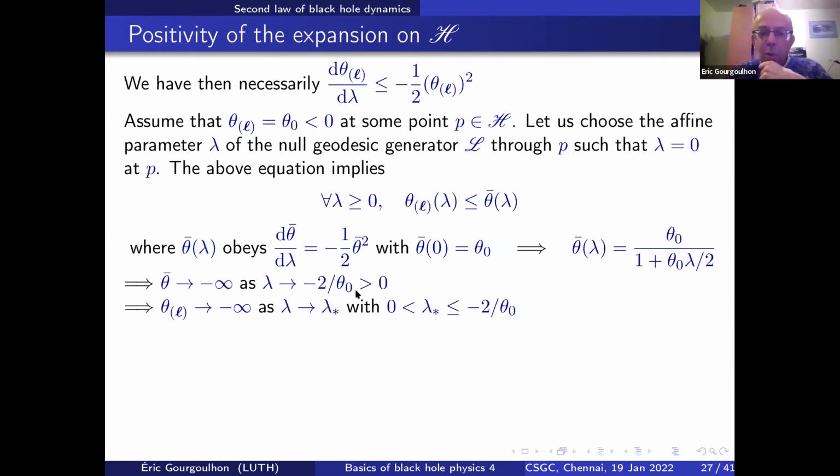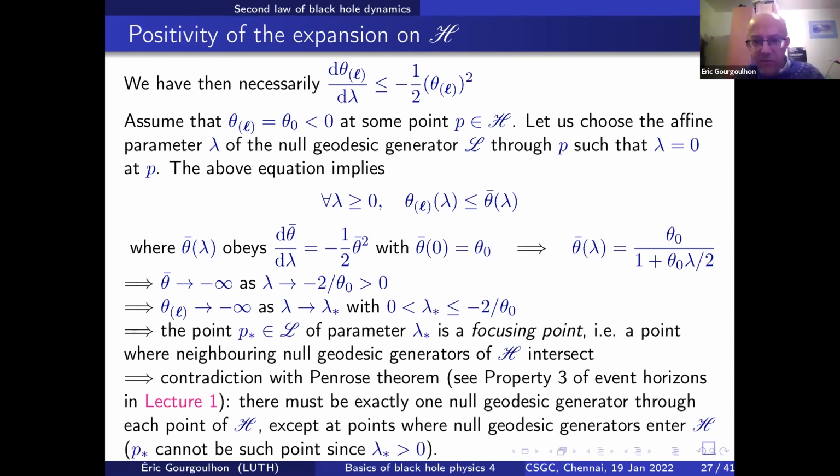And after a while, when I reach a finite value of lambda, I get that theta bar is diverging. So because the real theta is always smaller than theta bar, it has to diverge as well, for a value possibly smaller than this limiting value. So if we assume that it is negative at some point, then it is necessarily diverging in the future of this point. Okay.